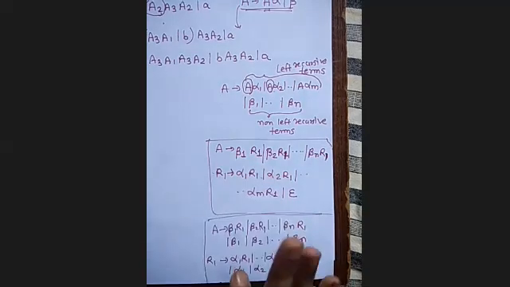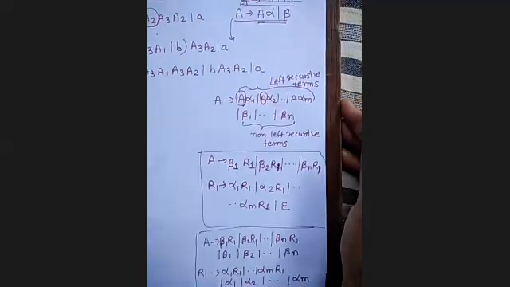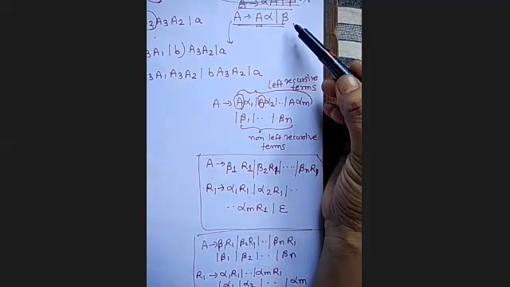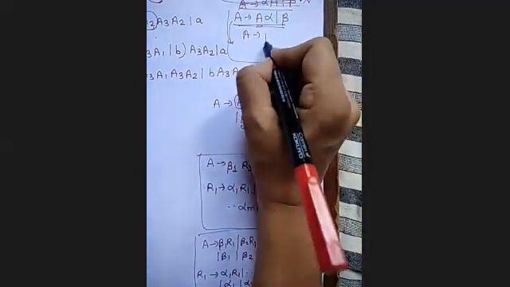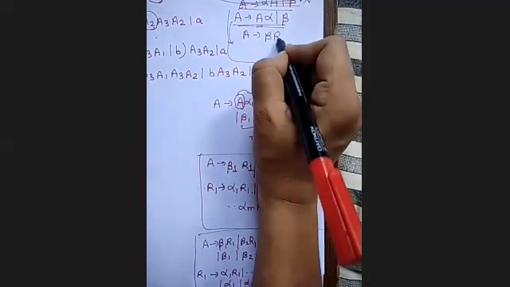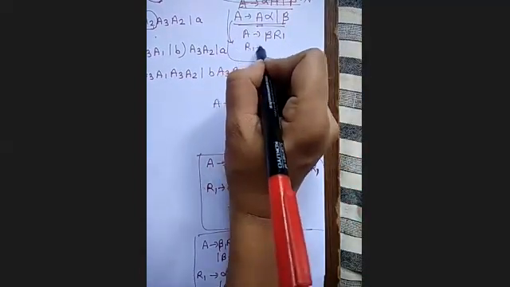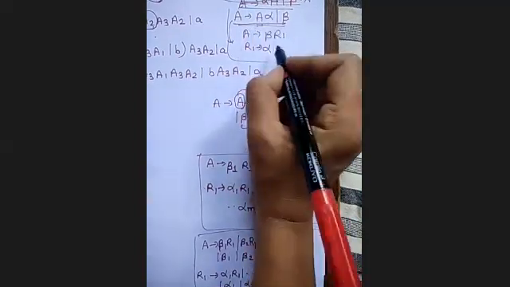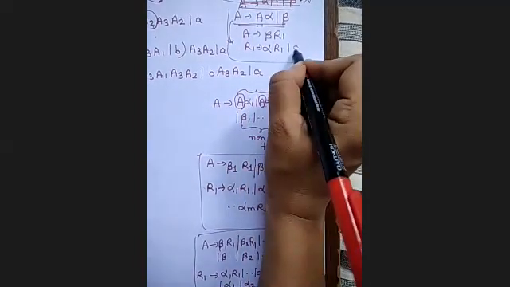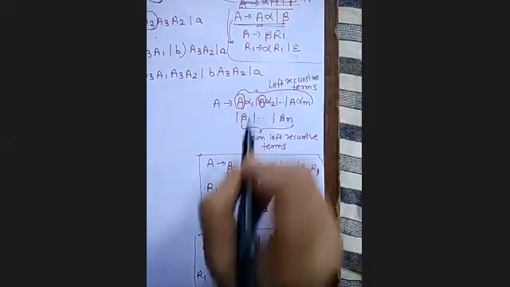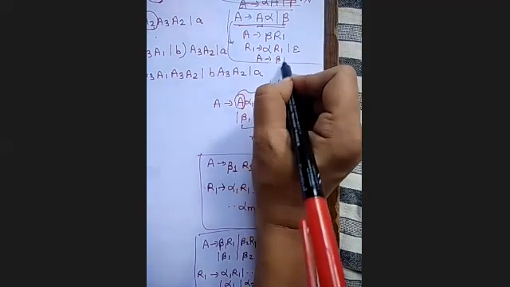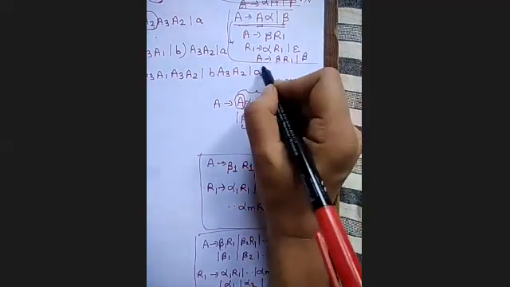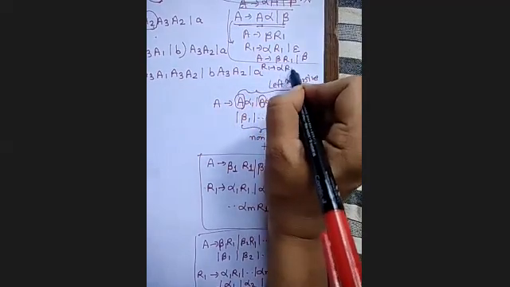This is a generalized example, but in the simple case I have considered only a single left recursive term and a single non-left recursive term. So this is very simple. If I do it here, I'll get A gives the non-left recursive term beta R1. Then R1 derives the left recursive term without the first symbol, so it is alpha R1 or epsilon. Later on you can eliminate the epsilon. After eliminating epsilon, what will you get? A gives beta R1 or beta. And then R1 derives alpha R1 or alpha.